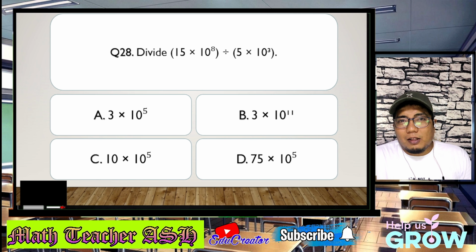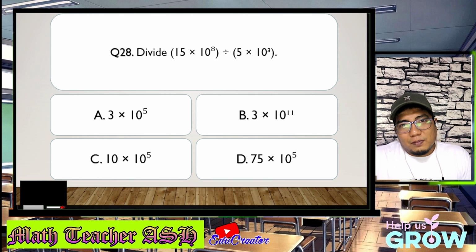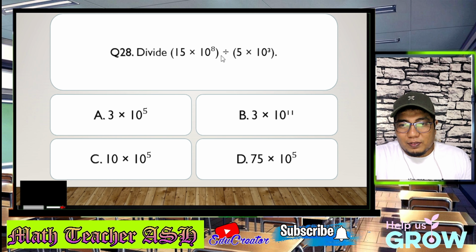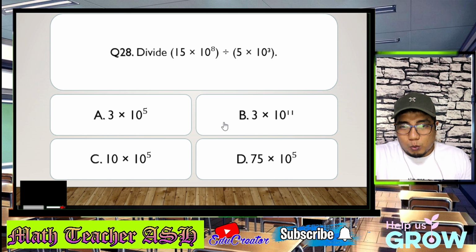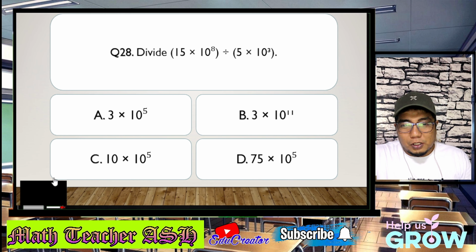Okay, my dear math learners, let me train you again with mental calculation. In terms of dividing, you just divide the numbers automatically. So, 15 divided by 5, that would be 3. So, there are 2 choices with 3 as its significant numbers. So letter C and letter D are already wrong.